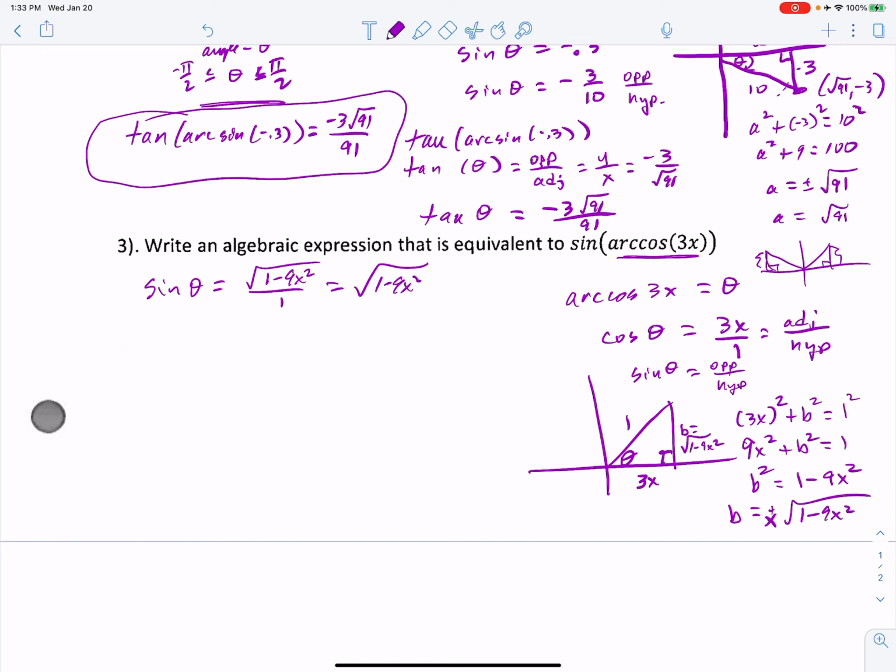That is not 1 minus 3x, by the way. You can't take their individual square roots and subtract. This is as simple as it gets. And so theta was the arc cosine of 3x, and the sine of that angle is this. So there you have it.